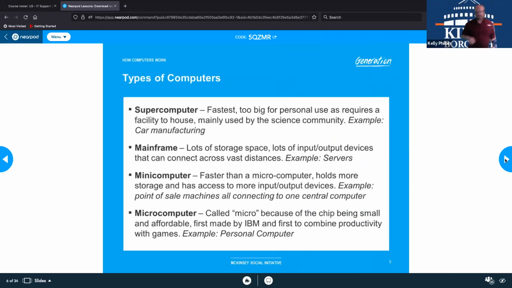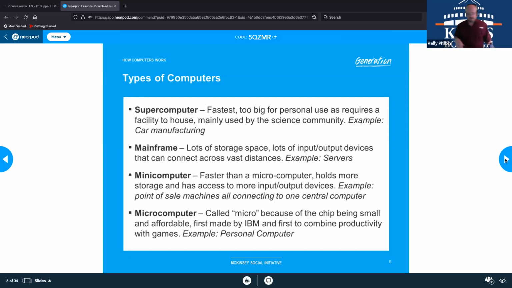There are 4 main types of computers that you will come across, and they tend to fall into one of these main camps. You have the supercomputer. These are super fast computers like Big Blue from IBM, and Deep Think is another one. They're way too big for personal use, not to mention insanely expensive. They require a facility to house them, a lot of cooling, and maintenance. Just the infrastructure around a single supercomputer is pretty daunting. They're mainly used by the science community, and large businesses will utilize them as well.